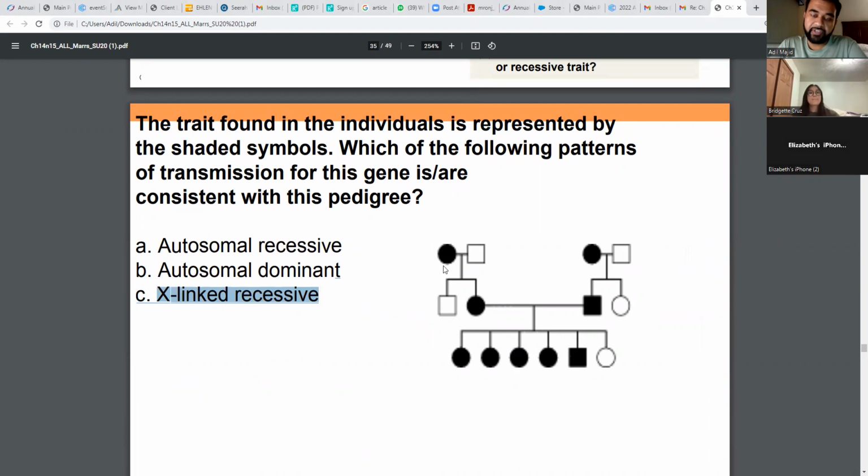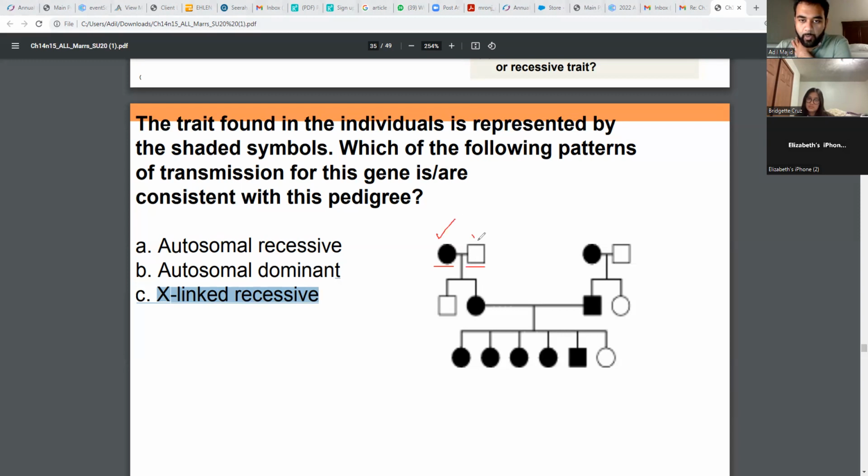It's saying, based off this, this girl is showing the trait. Let's say the trait is for red hair. Shaded means that the person is showing red hair. If they're not shaded, they're not showing red hair. So is this person showing red hair or is this person not showing red hair? This one. Is this person showing red hair or not showing red hair?